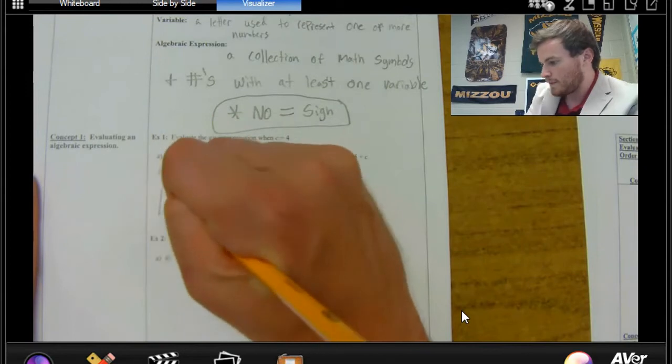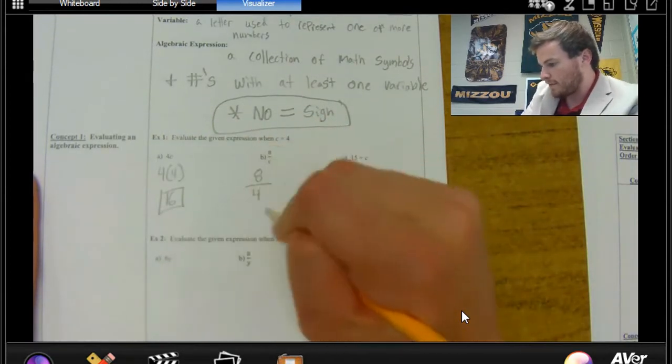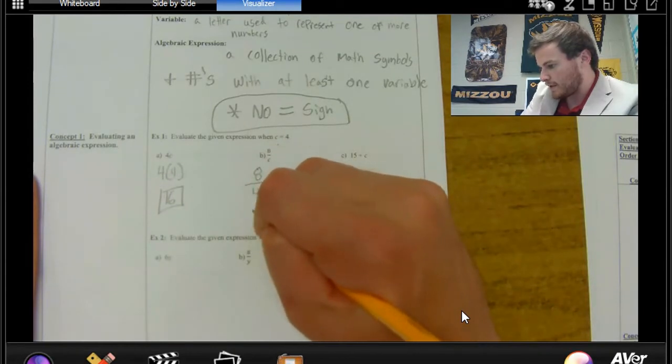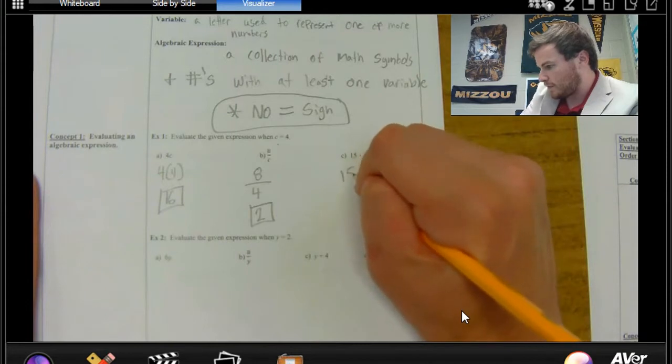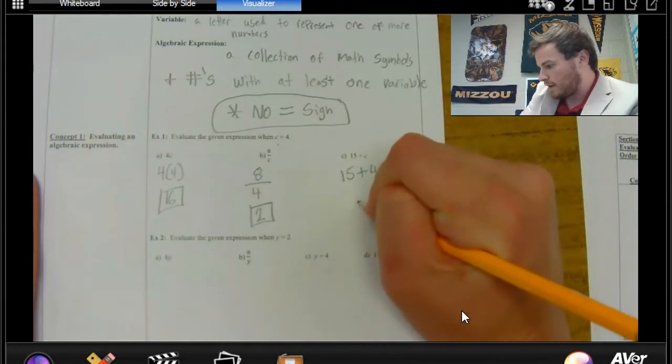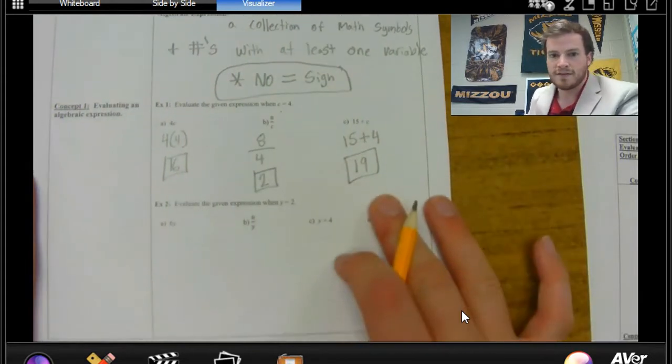We'll put a box around it. 8 over C is really 8 over 4. 8 divided by 4 is 2. Put a box around it. 15 plus C is really 15 plus 4. Add it together, you get 19. Box around it. Okay, that's how you do example number 1.